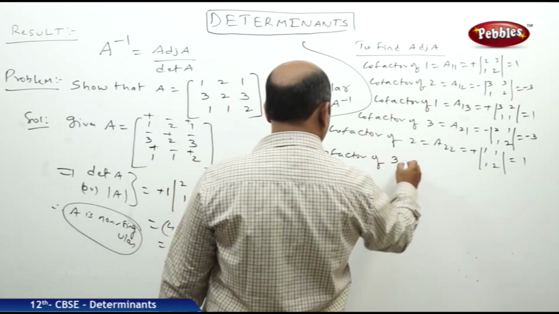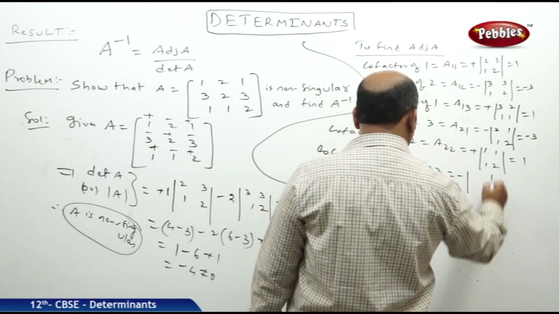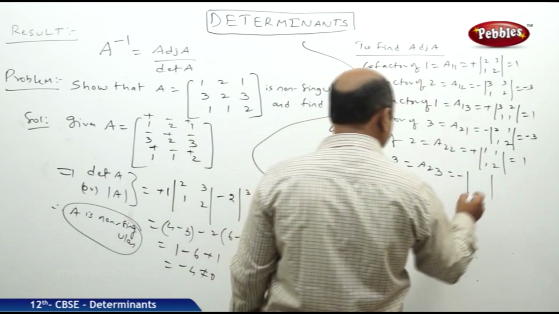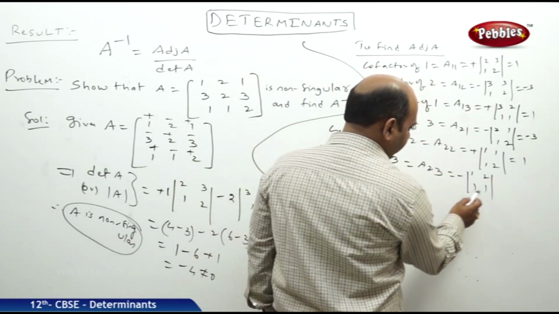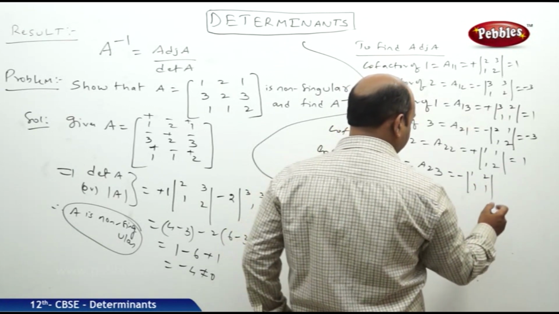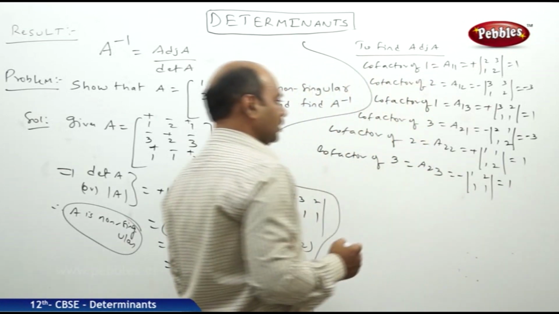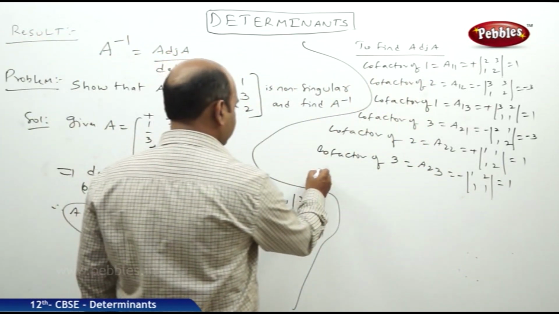Next, cofactor of 3. That means A23 and here there will be minus sign into its minor. Minus sign into its minor means 1 2 1 1. 1 2 1 1 means 1 minus 2. 1 minus 2 means minus 1. So outside minus sign will be there. So 1.